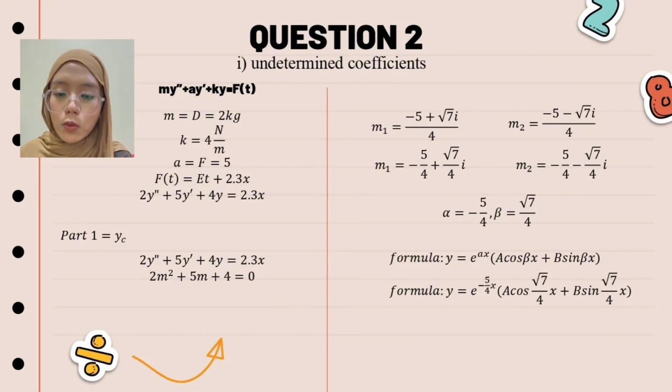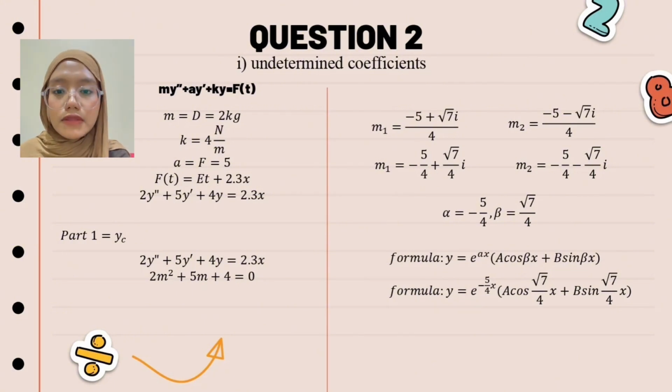For part 1, we must search for yc. Based on 2y'' + 5y' + 4y = 2.3x, we change that into the auxiliary equation, which is 2m² + 5m + 4 = 0. After that, we put that equation into our calculator to find m1 and m2. For m1, we got (-5 + 7i) over 4, and m2 we got (-5 - 7i) over 4.